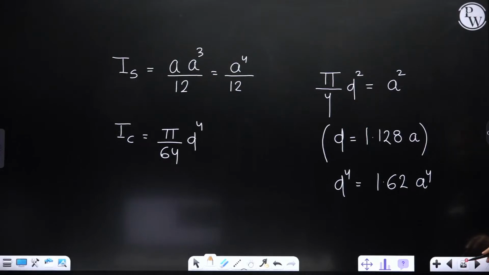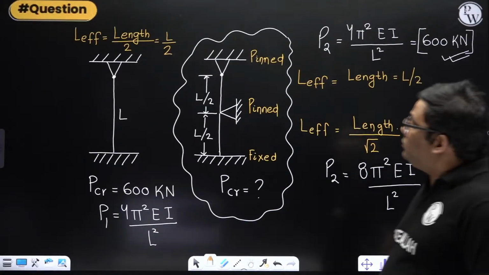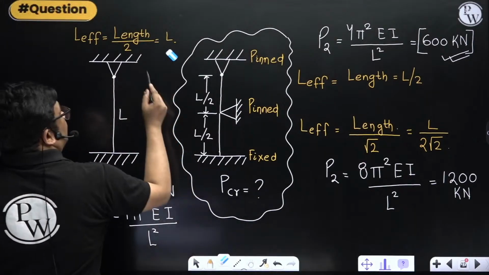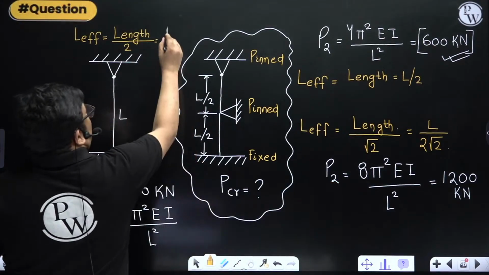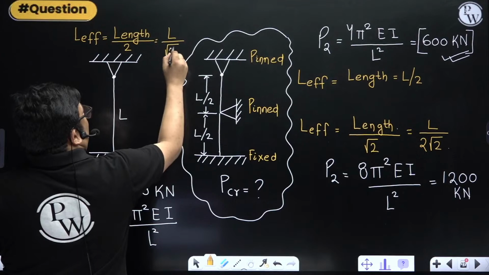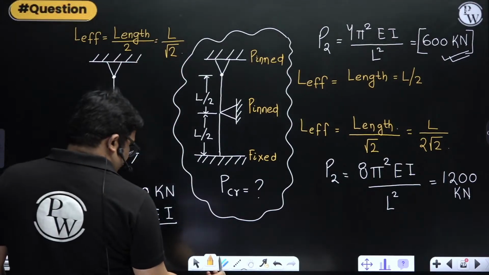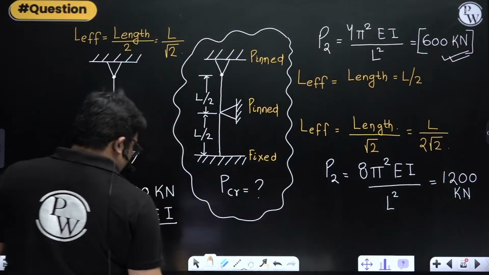Oh, sorry. It was pinned, na? Sorry. It was L by root 2. I missed it. It's L by root 2 means it is okay. That means you had pointed out the correct thing.